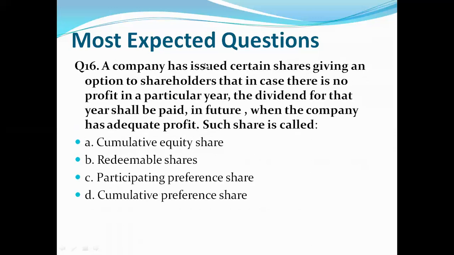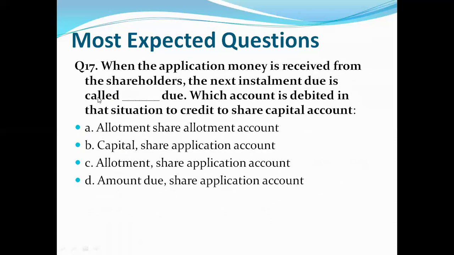A company has issued certain shares giving an option to shareholders that in case there is no profit in a particular year, the dividend for that year shall be paid in future when the company has adequate profit. Such share is called cumulative equity share, redeemable share, participating preference share, cumulative preference share. So let's see what is the correct answer. Correct answer is D, cumulative preference share. So this type of shares we call cumulative preference share. Let's move to next question, question number 17.